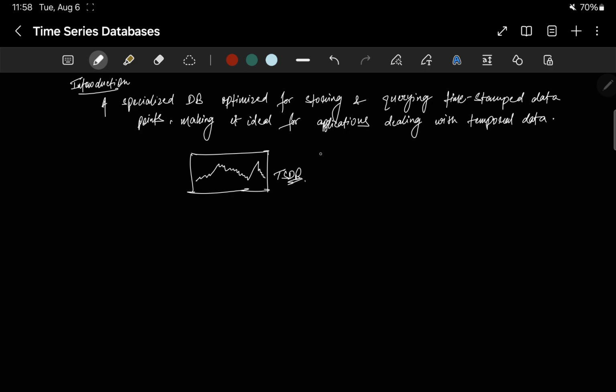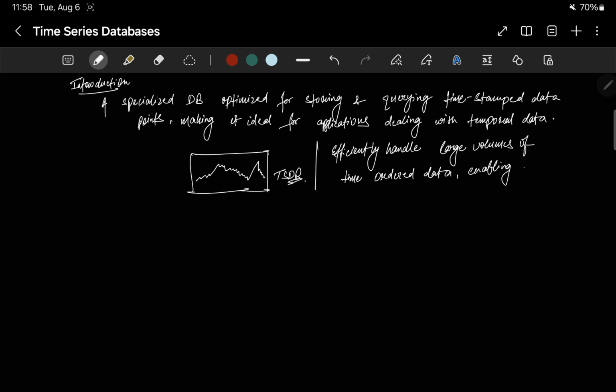And why TSDBs? Because they efficiently handle large volumes of time ordered data, enabling fast and scalable storage and retrieval of information.